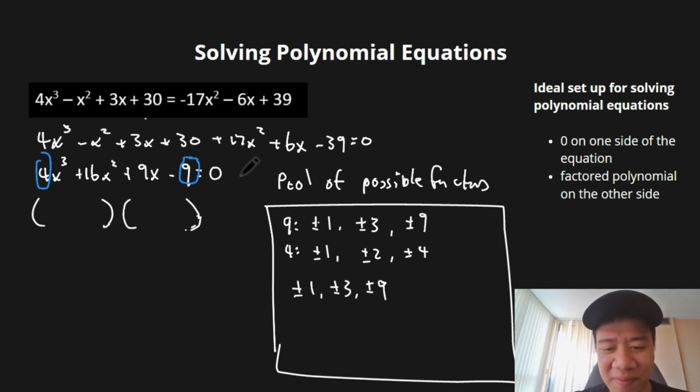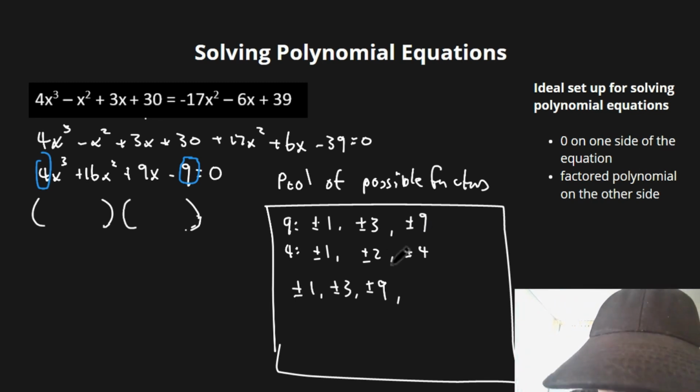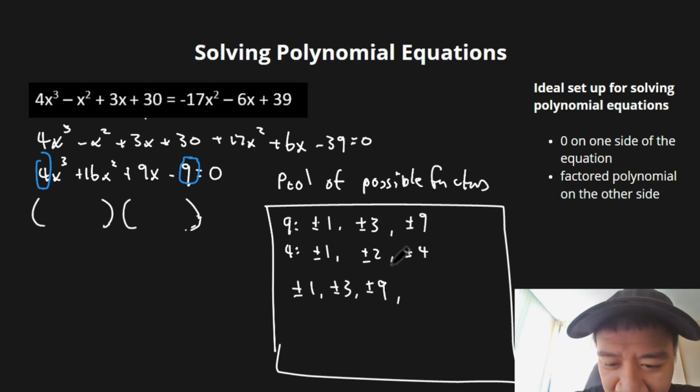And then positive -1 divided by positive -2, and positive -3 divided by 2, positive -9 divided by 2. So notice how we're just listing all the different ways that we can match the factors of 9 with the factors of 4, and we're taking the numbers at the top and dividing them by the numbers at the bottom.